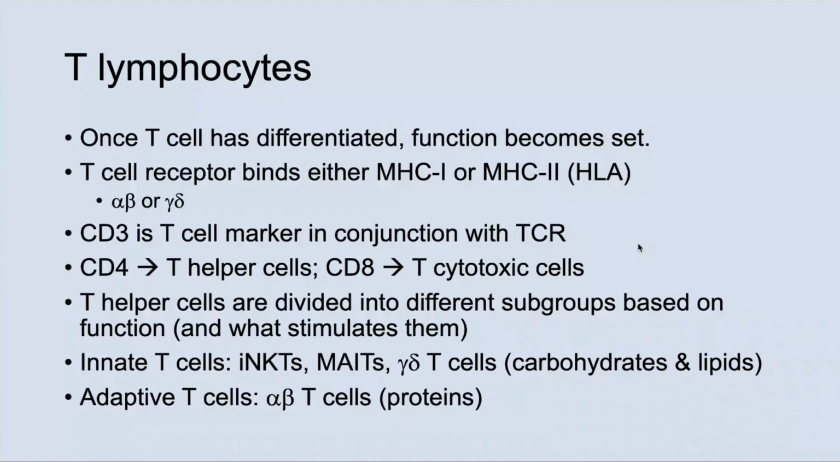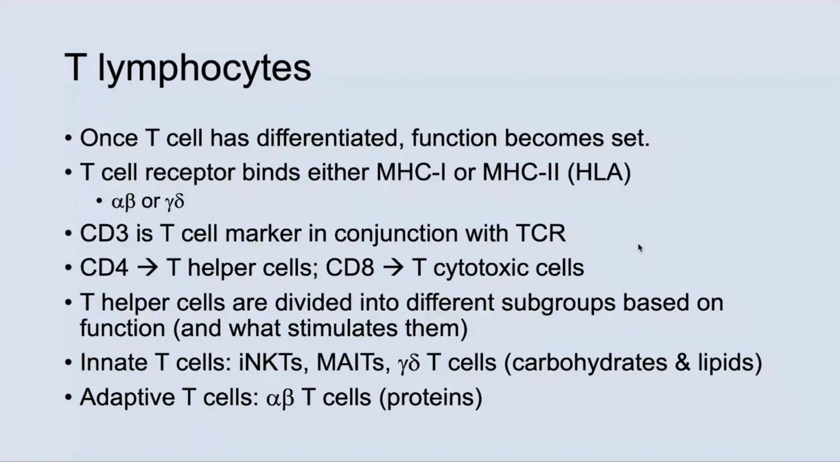Now, T cell receptor binding depends on MHC1 or 2, right? Whether it's a TH cell, or whether it's a TC cell. However, the T cell receptor can be either alpha beta in terms of its composition, or something called gamma delta. And that's where gamma deltas get their name. They have a different type of T cell receptor based on the different peptides that are part of the protein.